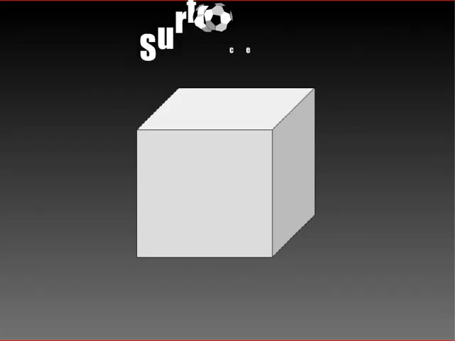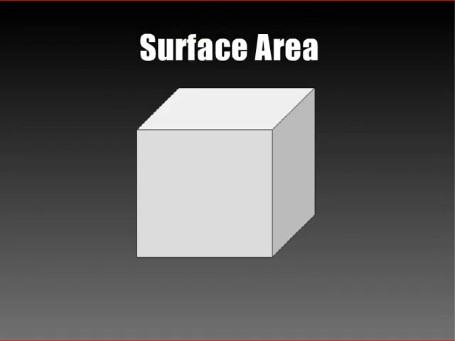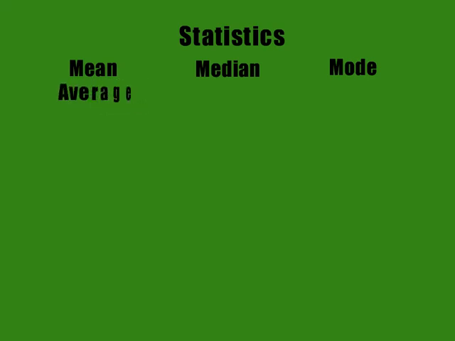Occasionally, they may ask you for the surface area of a cube. Remember that the area of a face of a cube is side squared. You have 6 faces to a cube. So the surface area of a cube is 6s squared. They will ask you questions about the mean, median, and mode. Remember that the mean of a series of numbers is the average, the median is the 50th percentile, half the values are above it, half the values are below it, and the mode is the most frequent or common score.